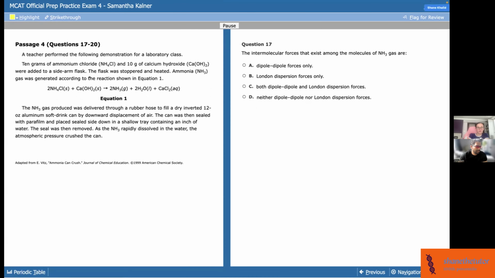Is it just a normal flask that's next to you? Maybe. The side flask sounds like a gun you have on your side. The flask was stoppered and heated, so it means it was closed and heated. Ammonia gas was generated according to the reaction shown in the equation.